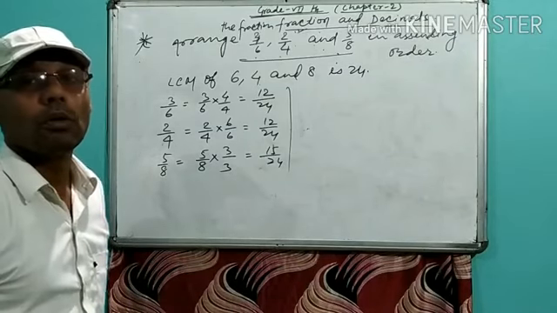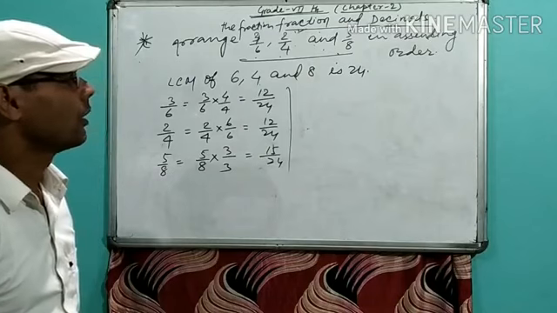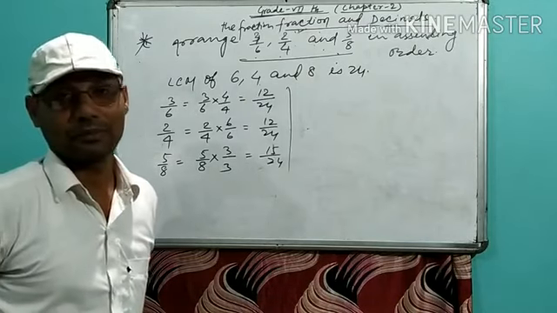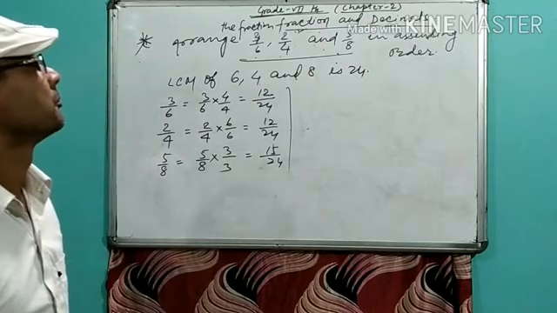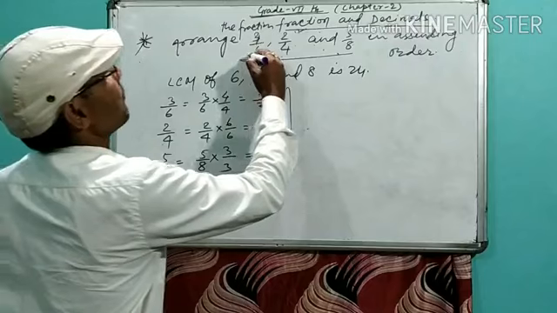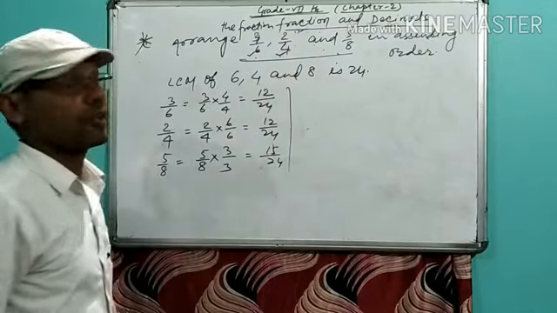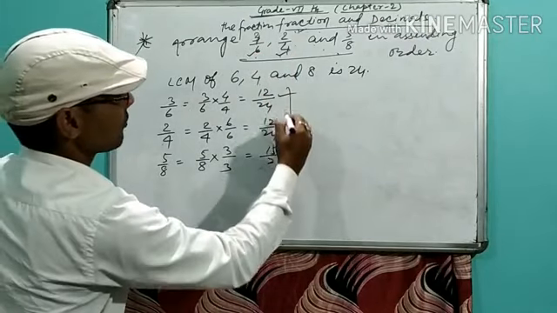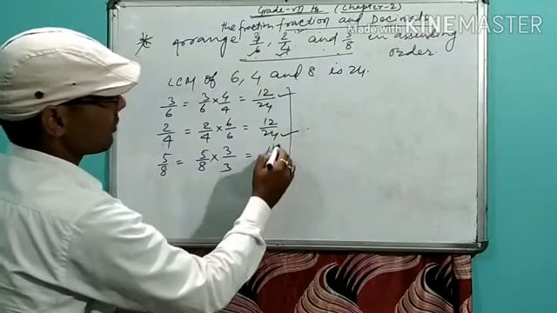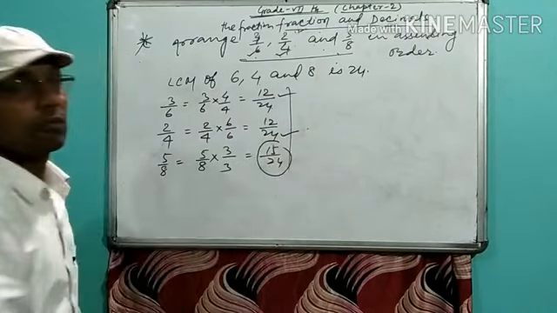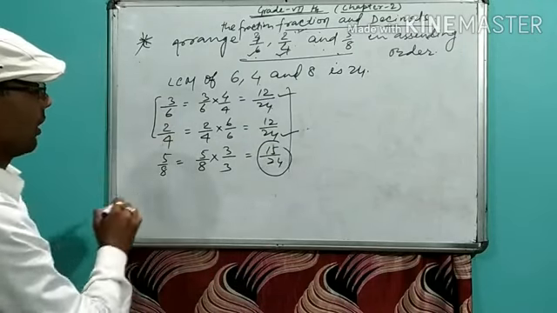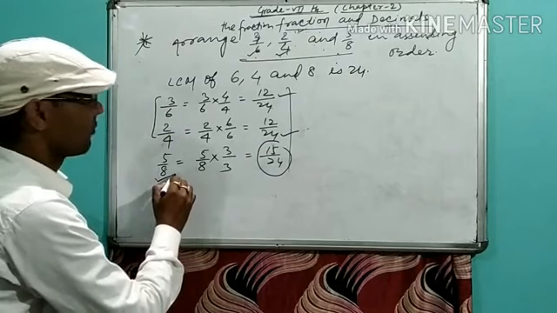We have to look at how to write in ascending order. But here is a problem. I have taken two fractions in the same form, so the result came the same: 12 by 24, 12 by 24. And this is different. Both two are the same and this is a different one.